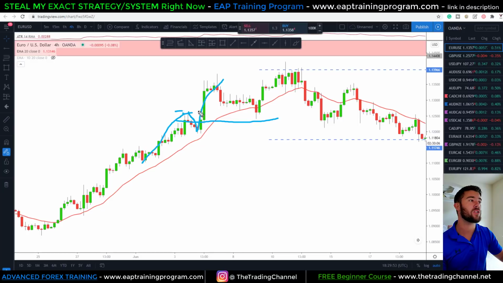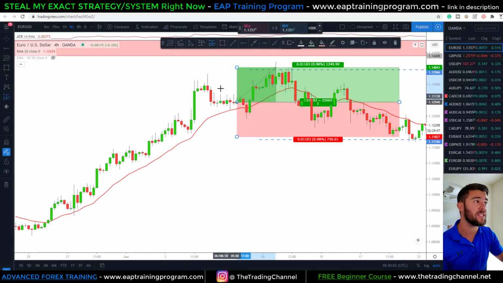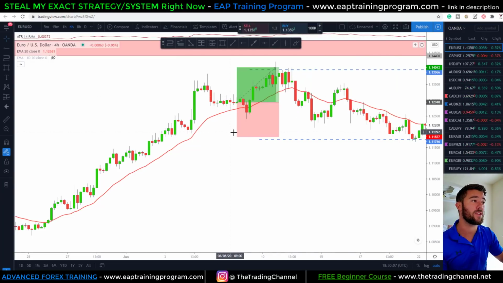Now we're coming back into our zone, right? When we come back into our zone, we get this nice hammer candlestick. At that hammer candlestick, I'm going to give you an example of exactly how I'd be placing this trade. I'd be doing something like that. The hammer candlestick has an ATR of 37.